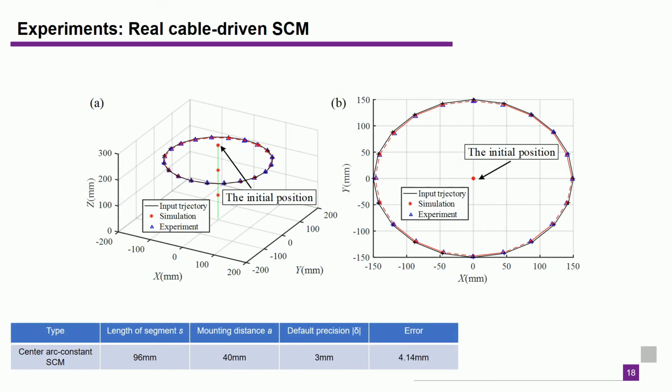Finally, we tested the Soft-CCD algorithm on a real 3D couple-driven SCM, which consists of 3 segments. We set a circular continuous target trajectory, which is discretized into waypoints. For lacking the excess degree of freedom, the center arc constant SCM can only adjust its shape by the bending angle. Under this condition, the default precision delta is set to 3 mm.